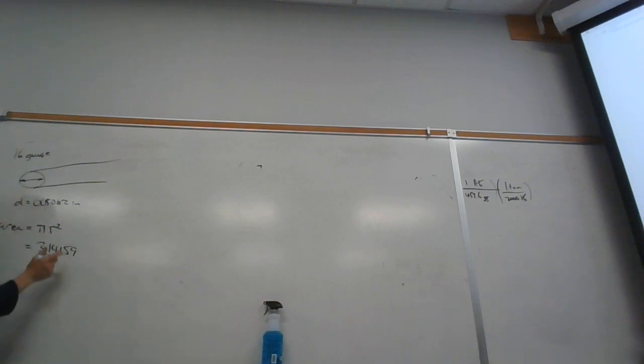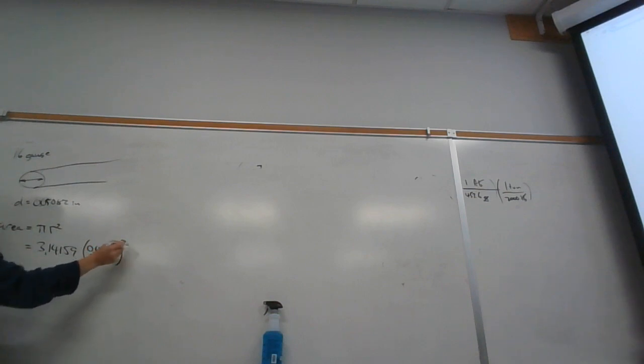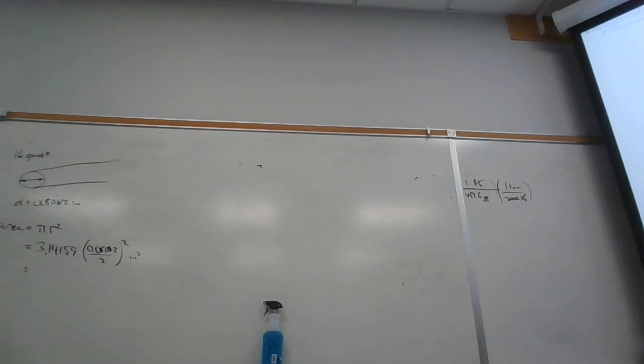And then the radius is just going to be 0.05082 divided by 2. I'm going to square that, and that's going to give us square inches. And so what is our area here? So I'll go 0.05082 divided by 2 equals, square that, times 3.14159.